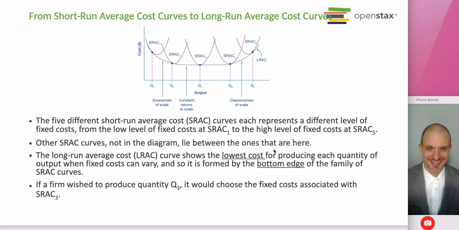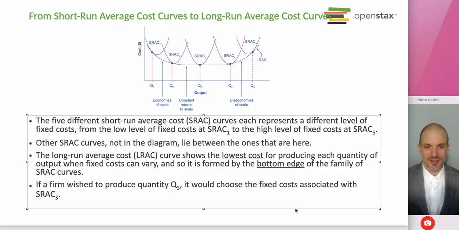Yeah, there's infinitely many. The long run average cost curve shows the lowest cost of producing the quantity when fixed costs vary. So it's formed by the bottom edge of this entire family of short run cost curves. If a firm wished to produce quantity 3, it would choose the fixed costs associated with 3. So I said maybe this is like 3 pretzel carts or something like that.